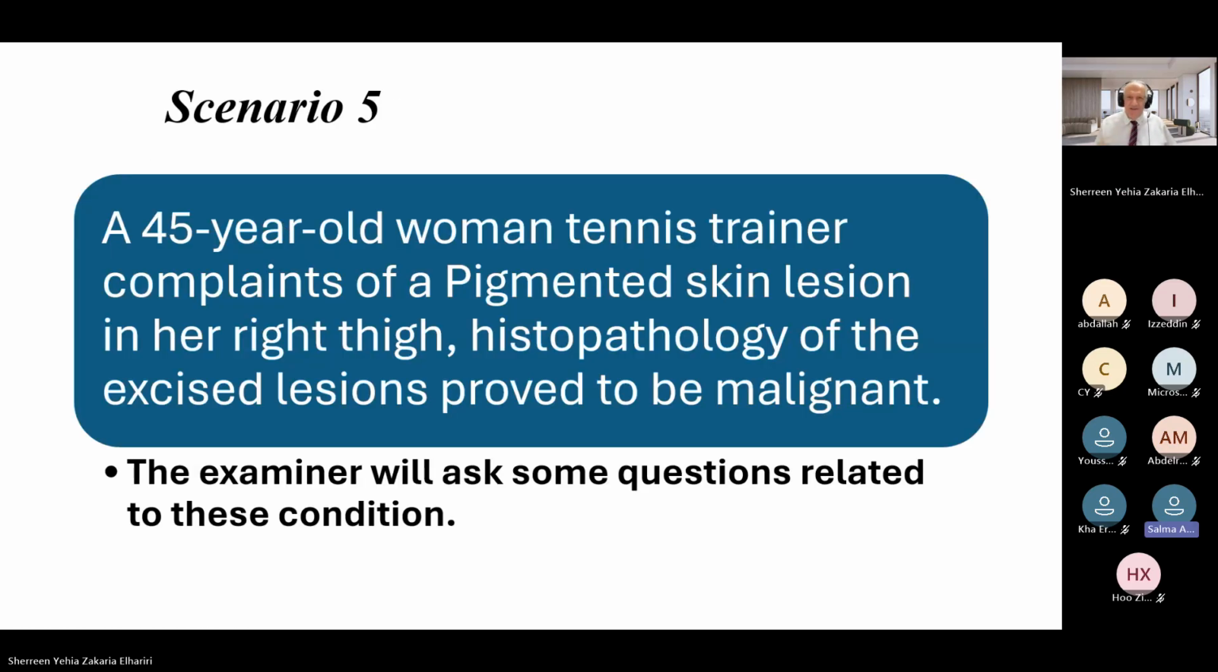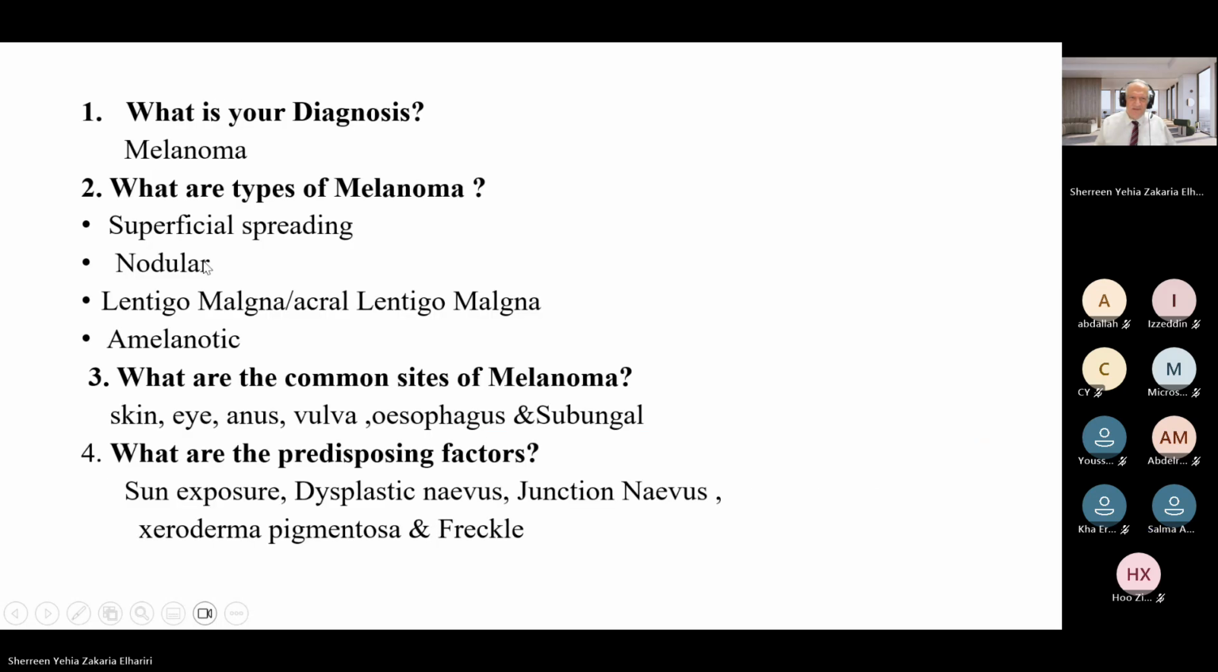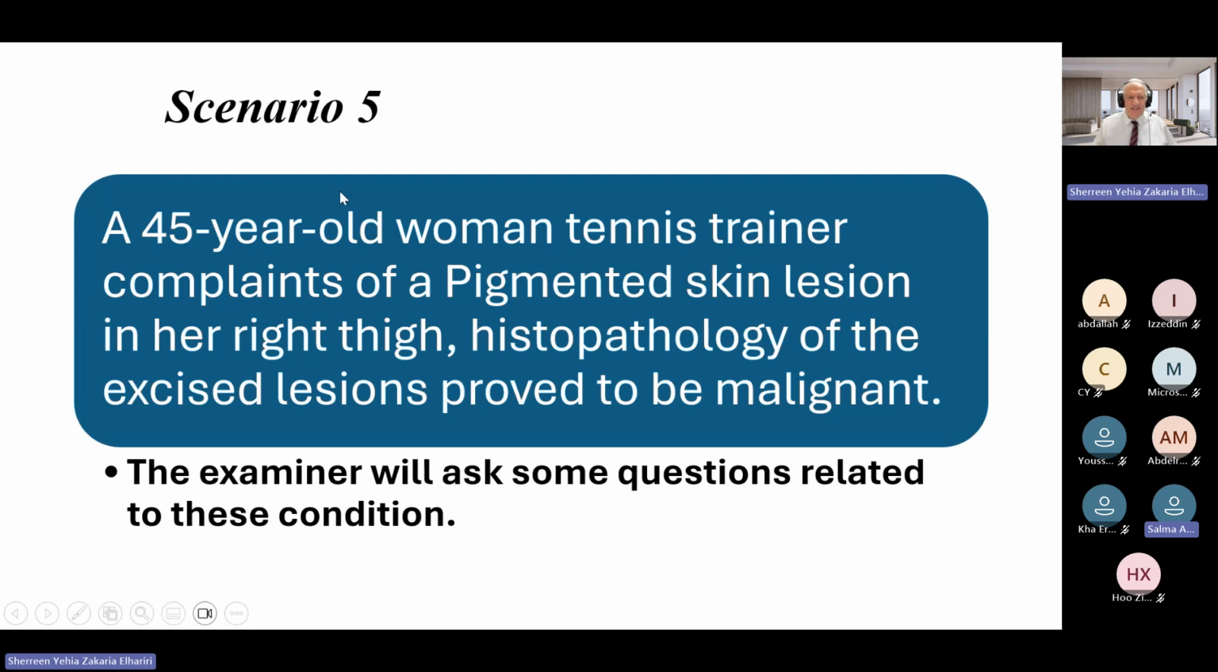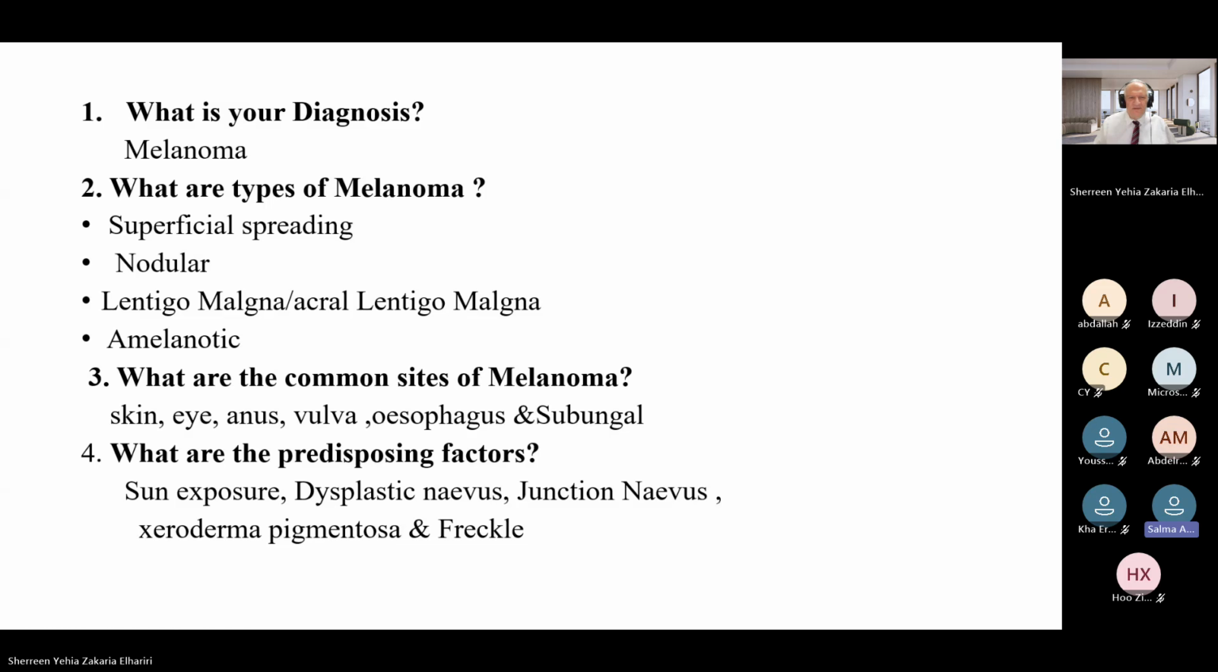So what types of melanoma do you know? There is acral, superficial spreading, and lentigo maligna, and nodular, amelanotic melanoma. What is the common site of melanomas? Skin, of course, in the exposed areas, and after skin, the mucocutaneous junction, maybe in the eye. Okay, eye, anus, vulva, esophagus, subungual.